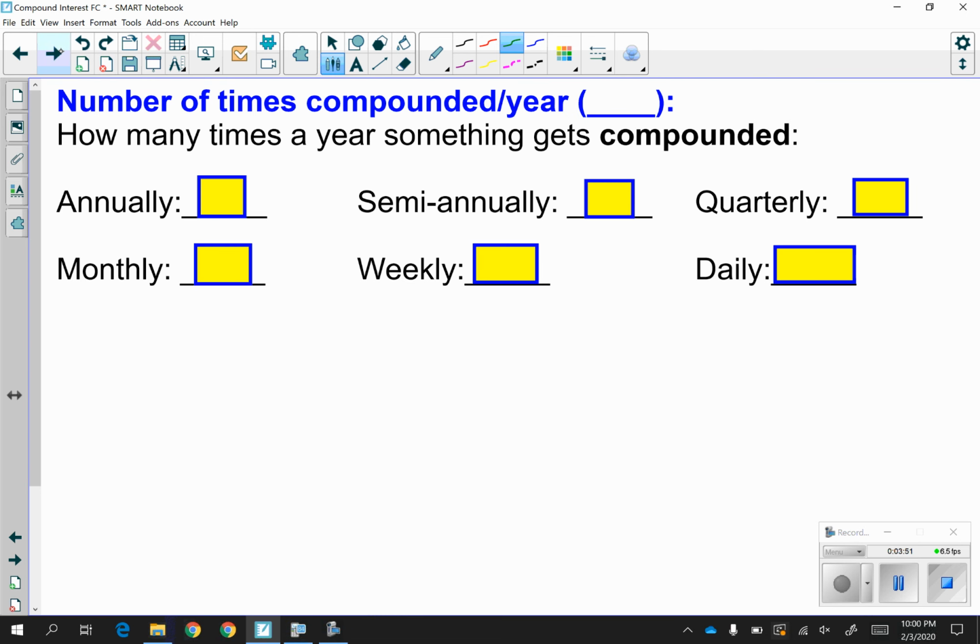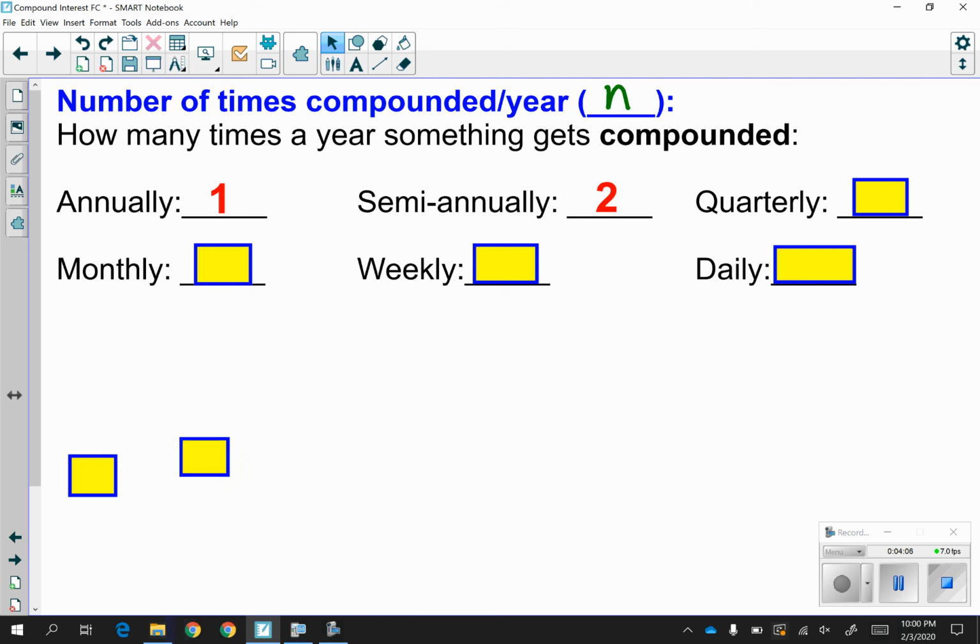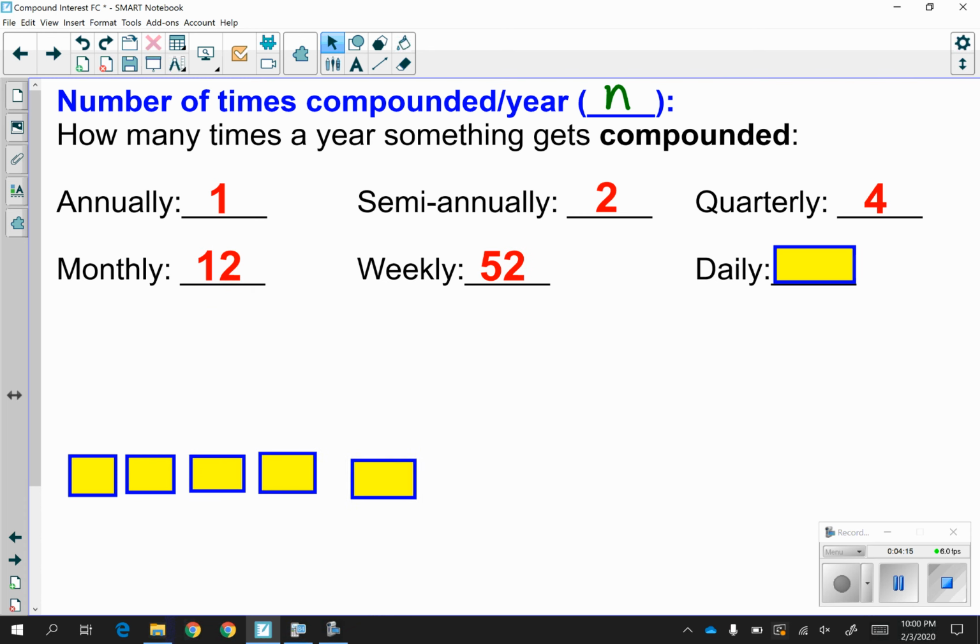So the number of times you compound a year, we said, was n. And again, this is just how many times you are reinvesting your interest. If you only reinvest your interest once a year, that would be annually. Semi-annually is if you reinvest your interest every 6 months, or twice a year. Quarterly is 4. Monthly is 12. Weekly is 52 because there are 52 weeks in a year. And if you decide to take your interest and reinvest it every single day, that would be 365 times.